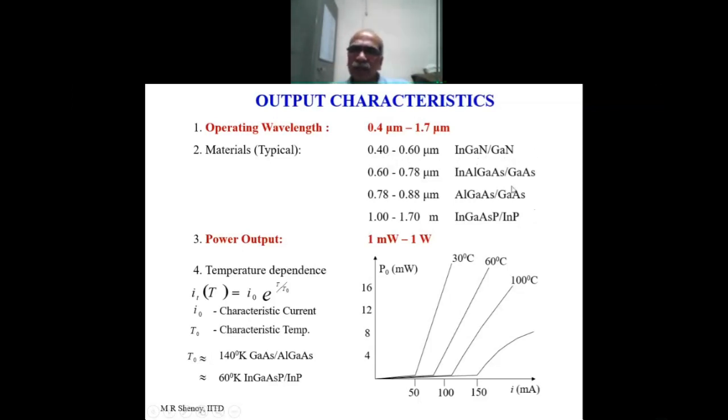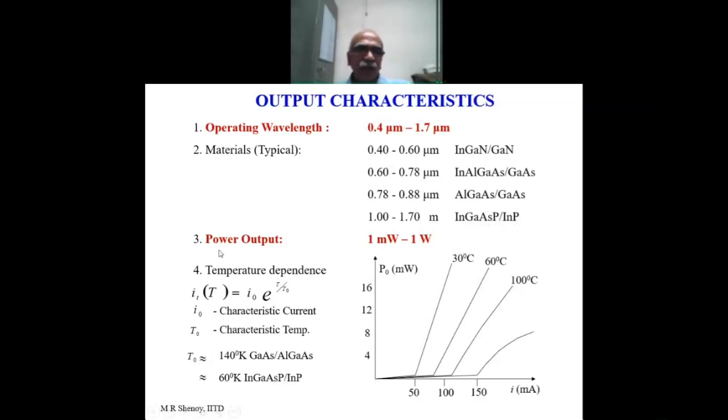You would have heard about these material systems earlier. 0.6 to 0.78 micrometer is indium aluminum gallium arsenide, and gallium arsenide is the most widely used laser in this range. 0.78 to 0.88 micrometer is based on gallium arsenide, most widely used for all commercial applications. And indium gallium arsenide phosphide, the quaternary compound on indium phosphide, is used in this range. All the optical communication lasers are made by this in the 1.55 micrometer window.